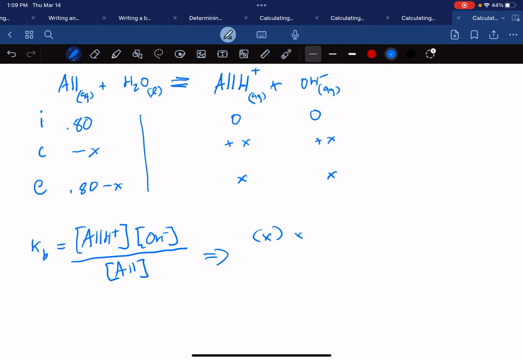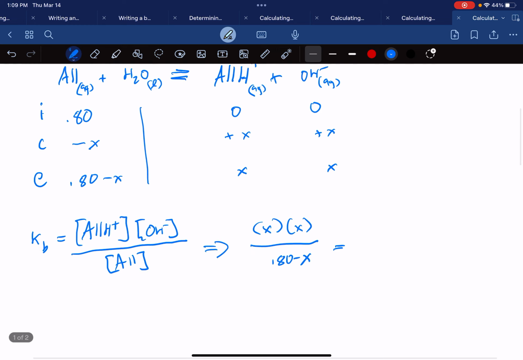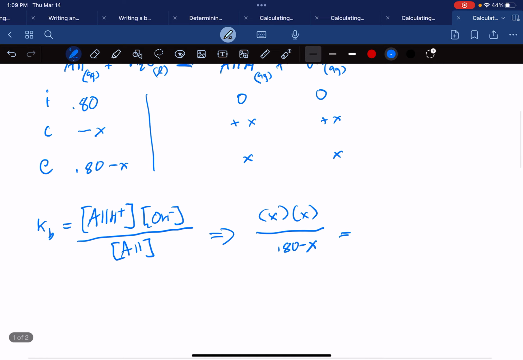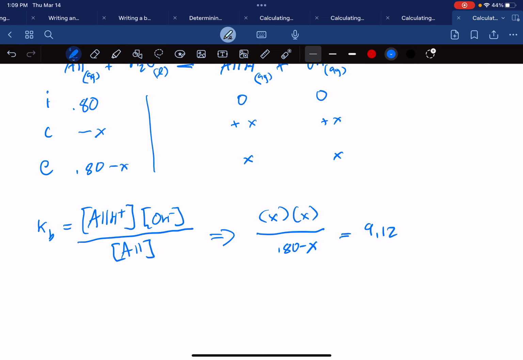So let's just plug all the variables in we've gotten, and it's going to be x times x on the top, all over 0.80 minus x, and that's going to be equal to 9.12 times 10 to the negative 6, which, as we know, is a really, really small number.